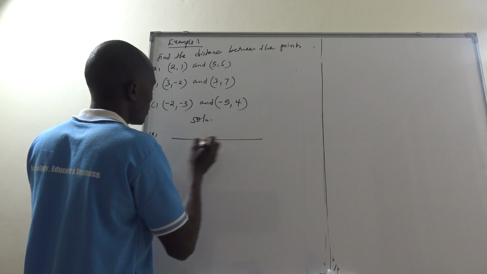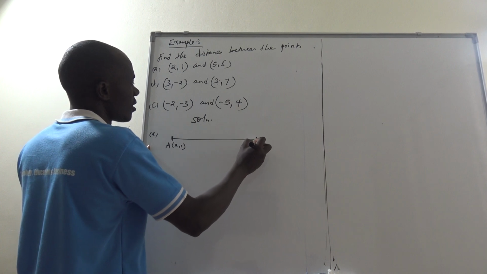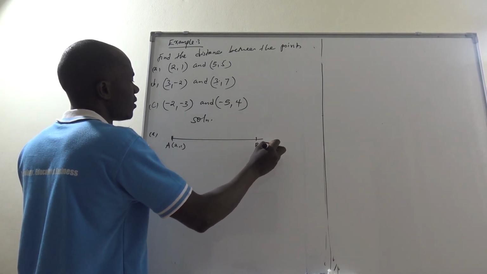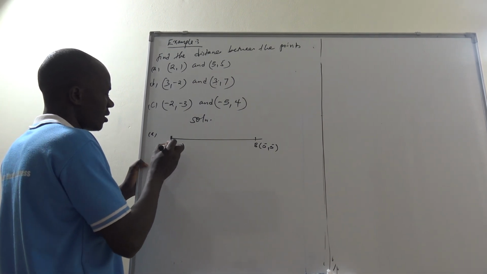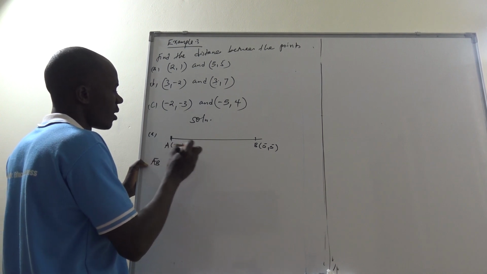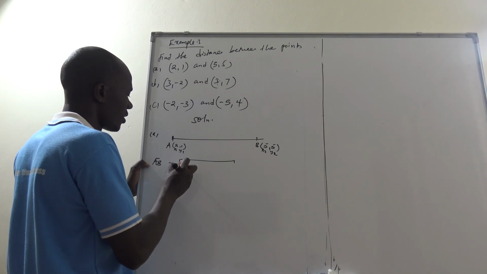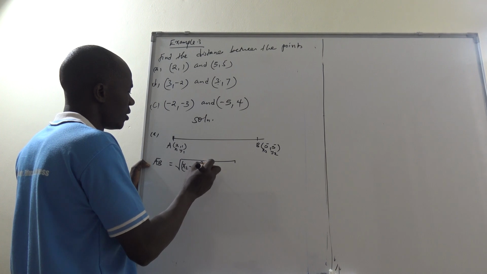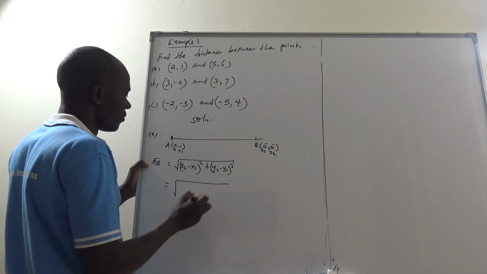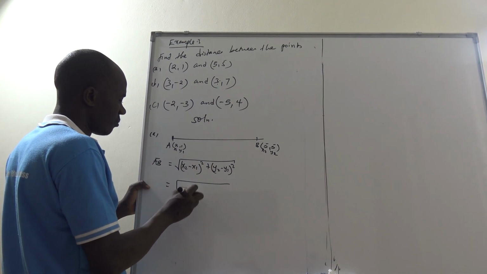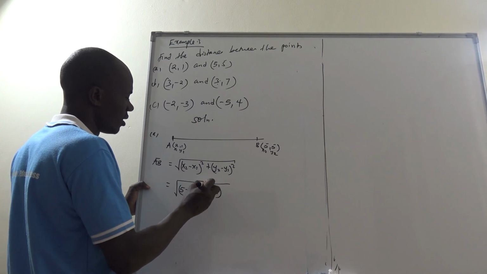We are given the 2 points. I've got my first point, I can call it A, 2, 1, and point B, 5, 5. So what we're going to do is this. Can we get length AB? You can say this is x1, y1, x2, y2. How do we get AB? Still root of x2 minus x1 squared plus y2 minus y1 squared, which becomes root of 5 minus 2, the whole of it squared, plus, again, 5 minus 1, the whole of it squared.